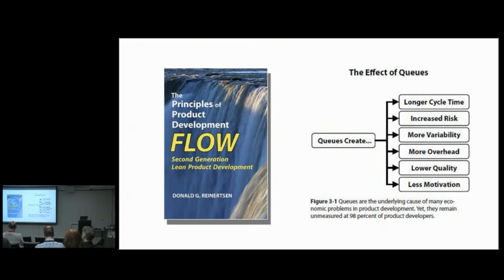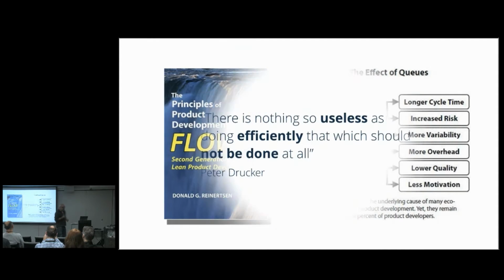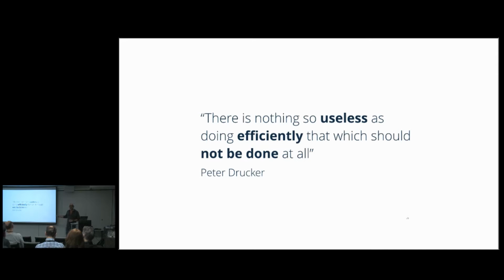We also have lower quality and less motivated people. It's much more motivating for me as a software developer if I see my work in production, making money, saving lives, whatever it is, in a day or two days, than if I have to wait six months for the next deployment because there's a queue in front of deployment. Much more motivating. So you have to have a quote by Peter Drucker in all of these. Any presentation about this sort of stuff: there's nothing so useless as doing efficiently that which should not be done at all.